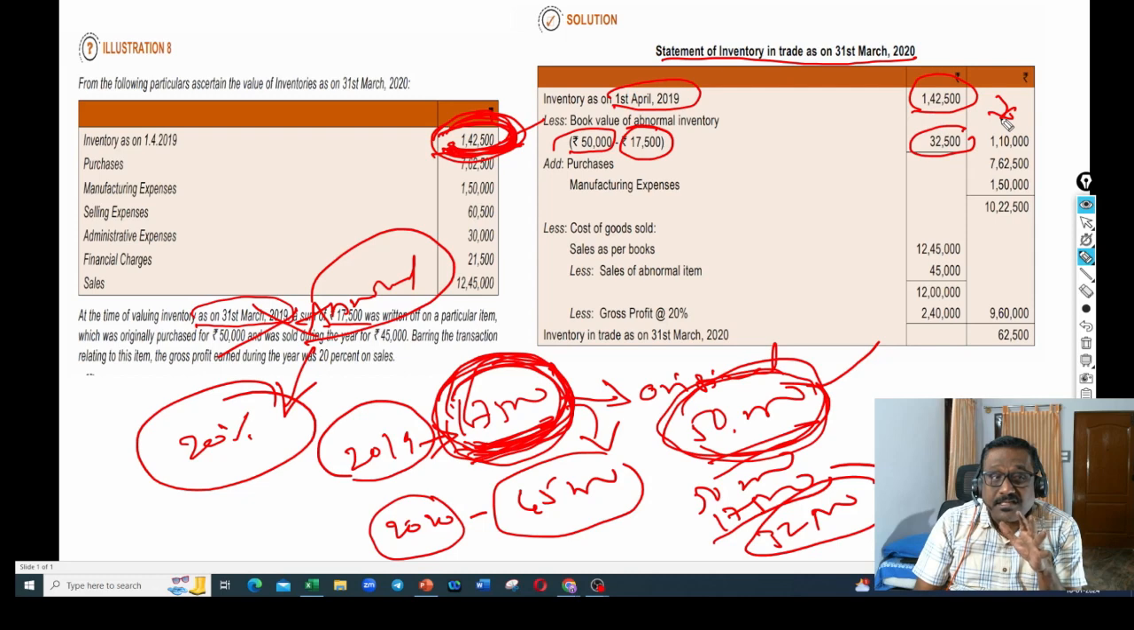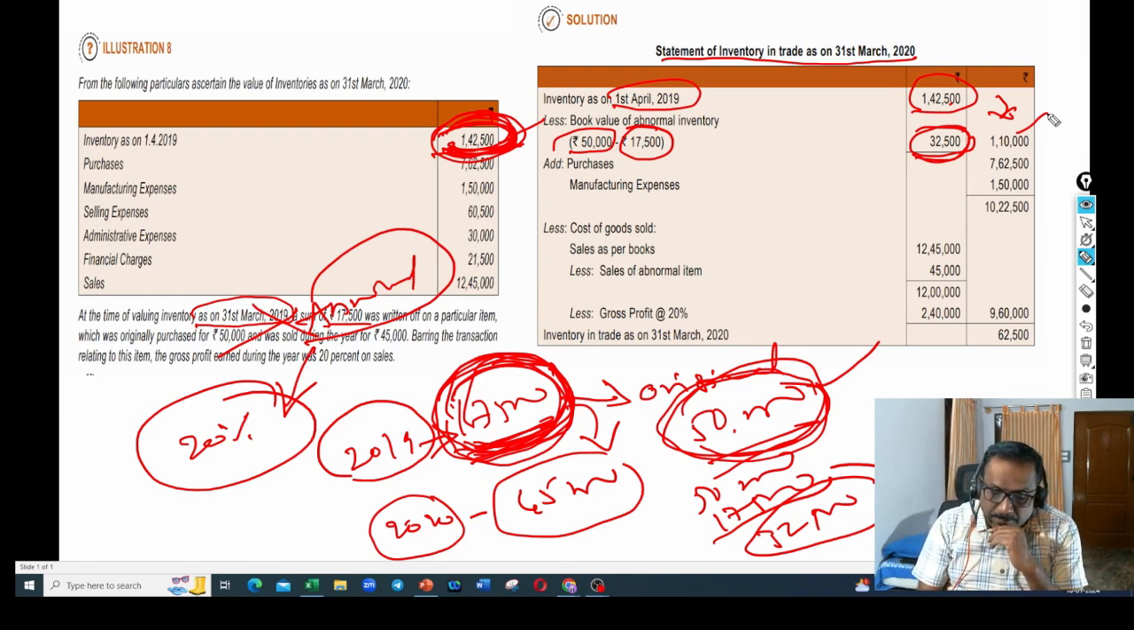Barring this transaction, their gross profit margin is 20%, they are saying. So if that is the case, this amount should not be included here. That is the reason why we are reducing this 32,500. Getting my point? So once we do that, we get 1,10,000. Then we need to calculate the total inventory cost, right?